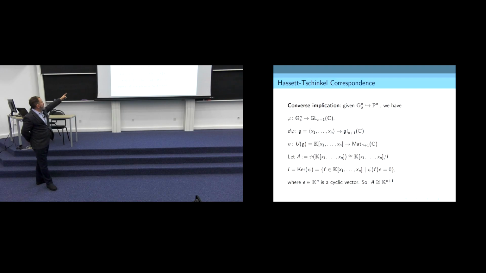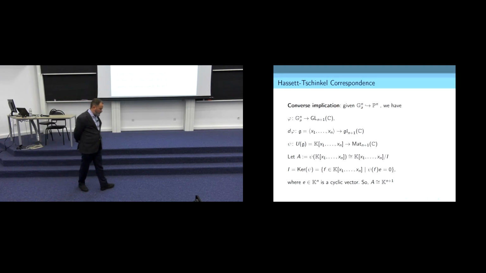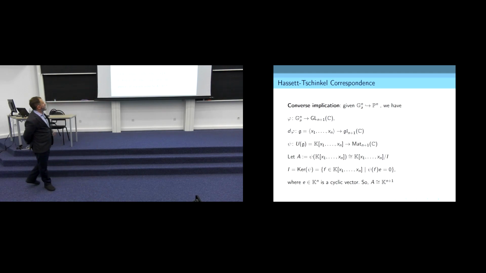Then I take the, again, big words, but very concrete meaning, universal enveloping algebra. This will be just a polynomial algebra for commutative algebra. And so I have a homomorphism into the same object, but considered as an associative algebra. And its image will be some commutative subalgebra inside of the matrix algebra. So this is the image of the algebra of polynomials. This is some factor algebra of the polynomial algebra.